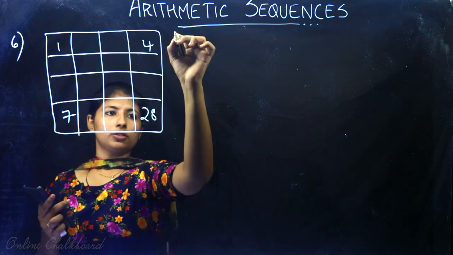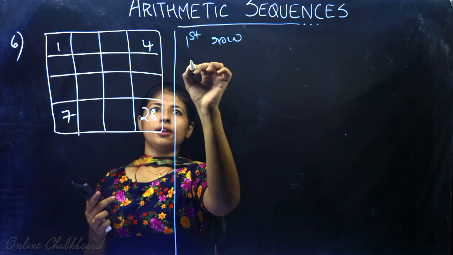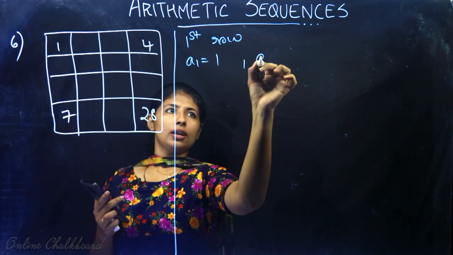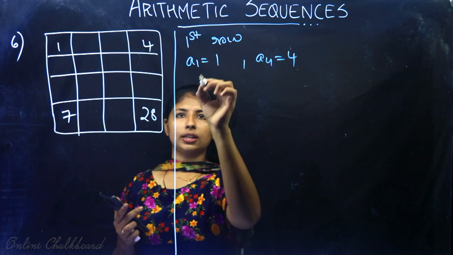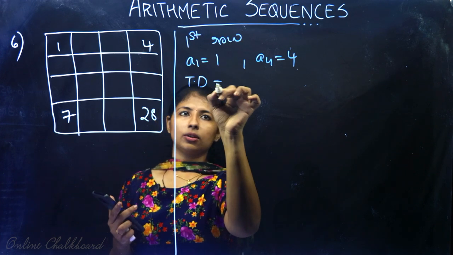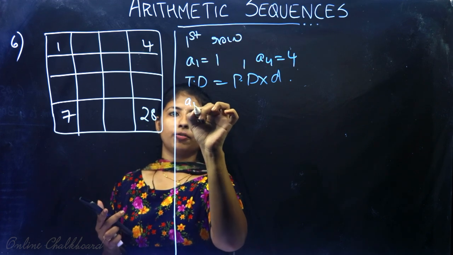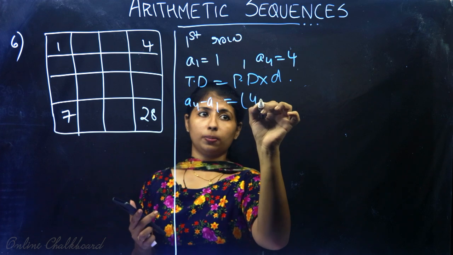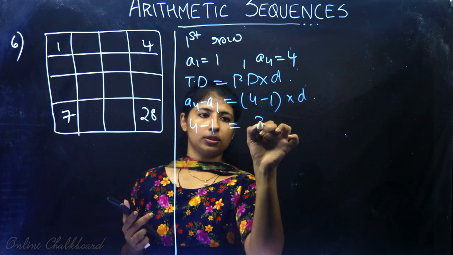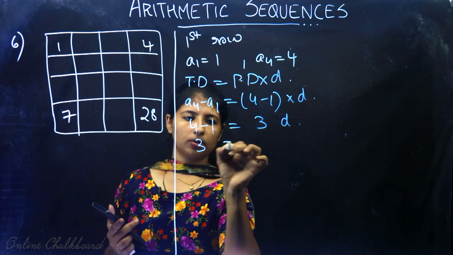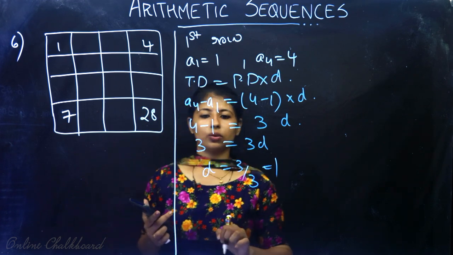Consider the first row. The first term is 1 and the last term is 4. So, how do we find the common difference? Term difference equals position difference into common difference. A4 minus A1 is equal to the position difference, 4th place minus 1st, into the common difference. So 4 minus 1 equals 3 into D. 3 equals 3D, so D equals 3 by 3 equals 1. So the common difference is 1.